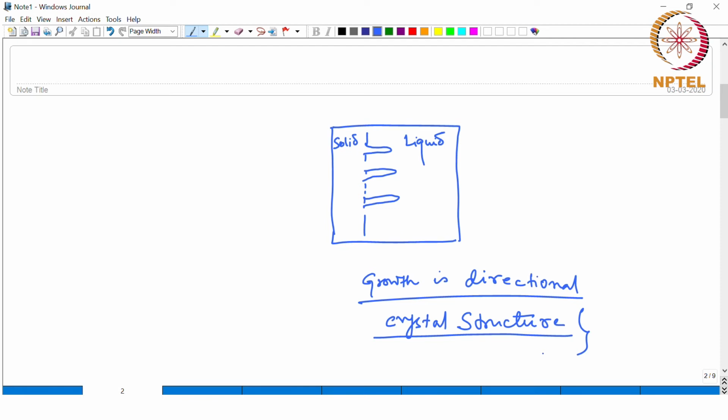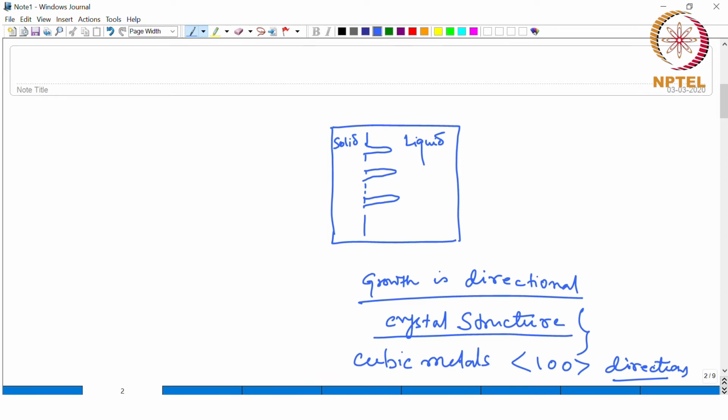For example, in cubic metals, the direction would be the 100 crystallographic directions. Similarly, for other metals having a different crystal structure, the direction can be different.